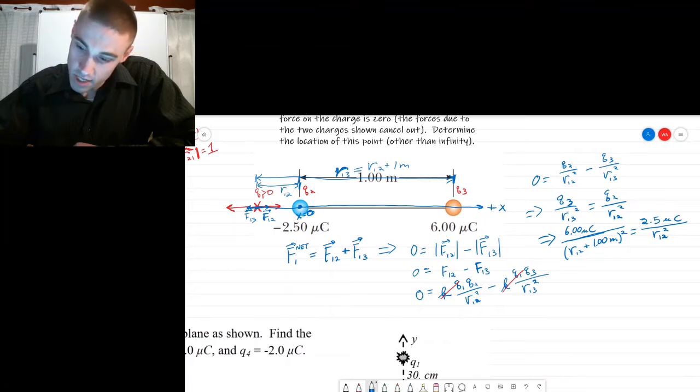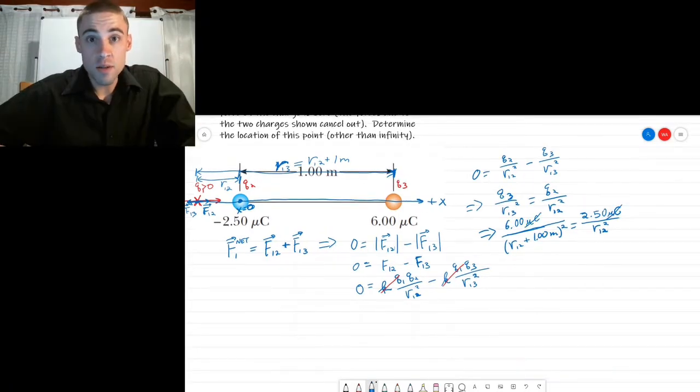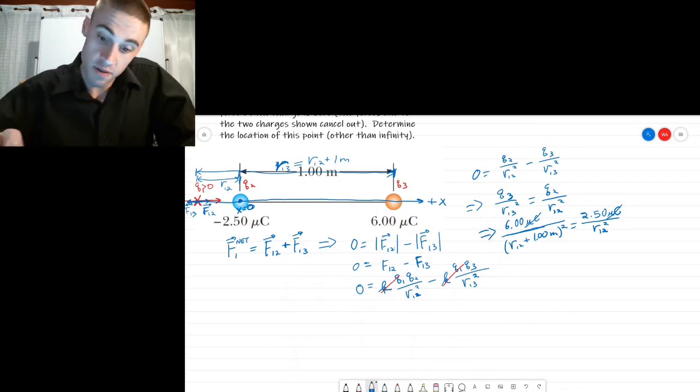Now, the reason why I put this in as a positive number is because I know that I'd already taken care of the sign over here. It included the fact that the force will go in the other direction. Our final step then is to just solve for R12, and that'll give us our final answer.